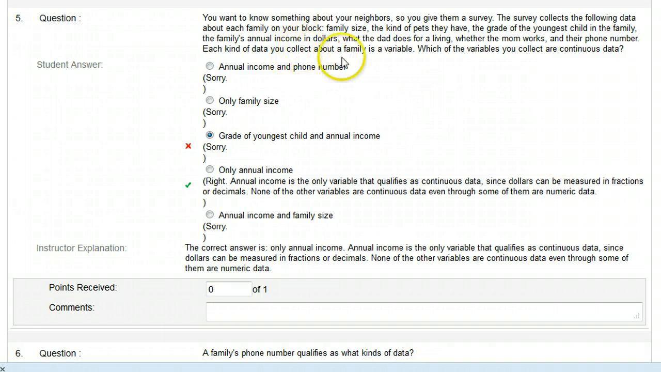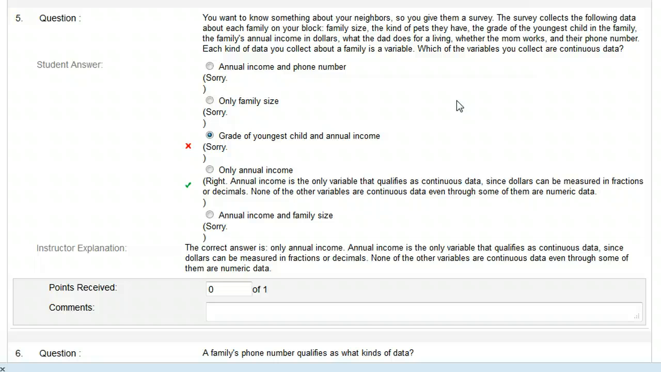Okay, number 5, these questions start to get tricky. It says you want to know something about your neighbors, so you give them a survey. The survey collects the following data about each family on your block: family size, the kind of pets they have, the grade of the youngest child, the family's annual income in dollars, what the dad does for a living, whether the mom works, and their phone number. Each kind of data you collect about a family is a variable. Which of the variables you collect are continuous data?